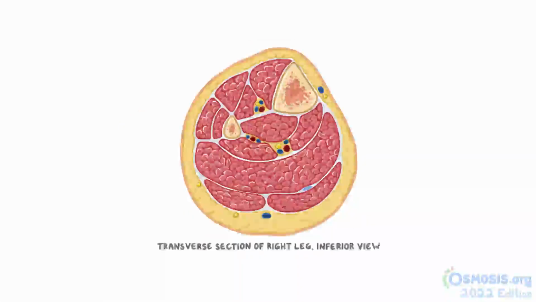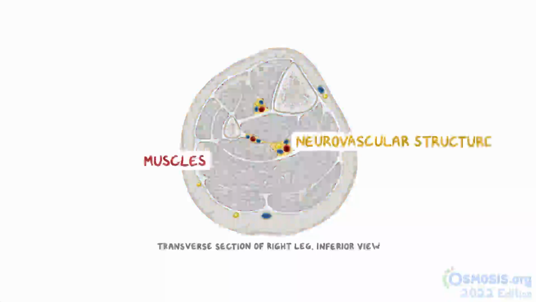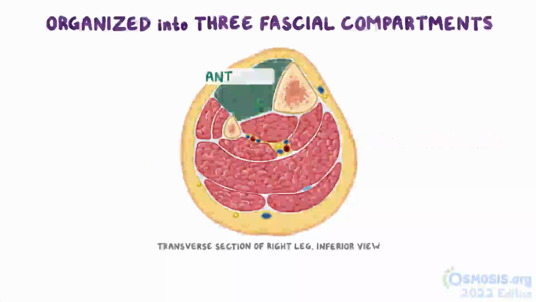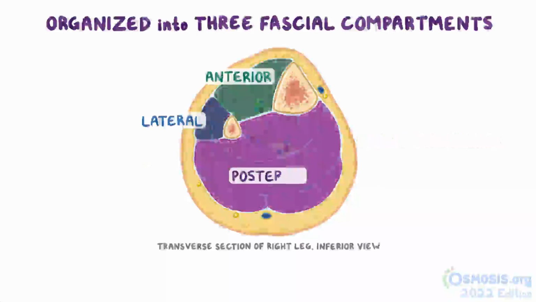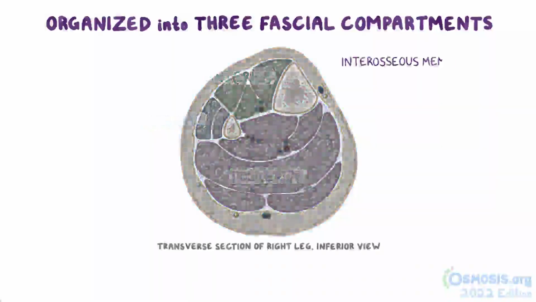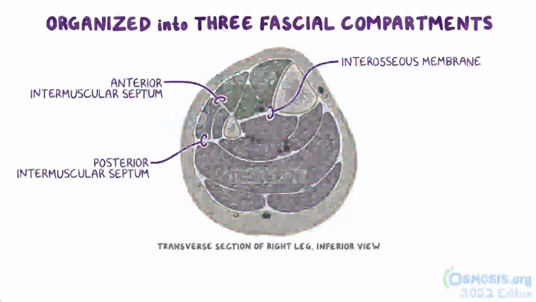The leg is the region of the lower limb between the knee and the ankle. It's a tightly packed region consisting of muscles and neurovascular structures. The leg is organized into 3 fascial compartments: anterior, lateral, and posterior, which are formed by the interosseous membrane, the anterior intramuscular septum, and the posterior intramuscular septum.